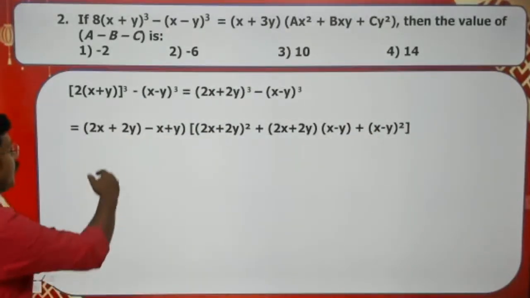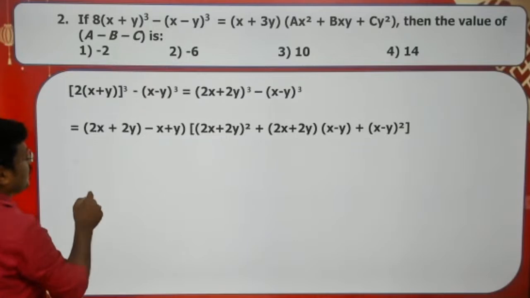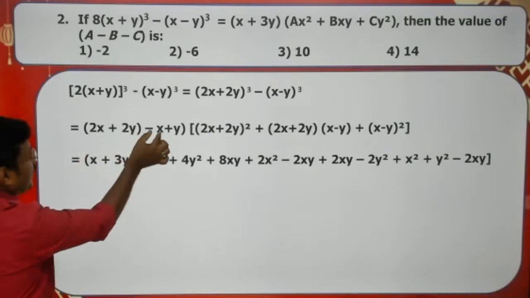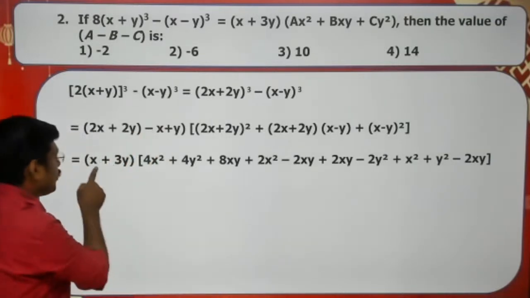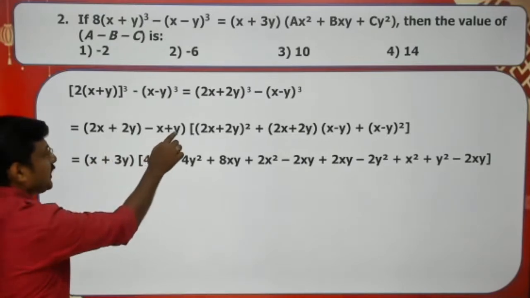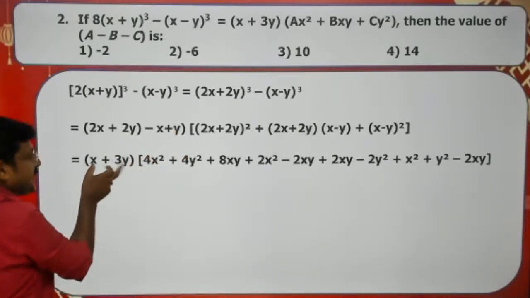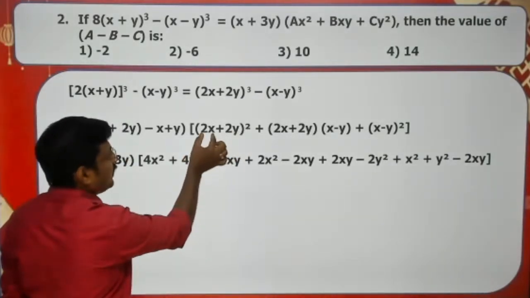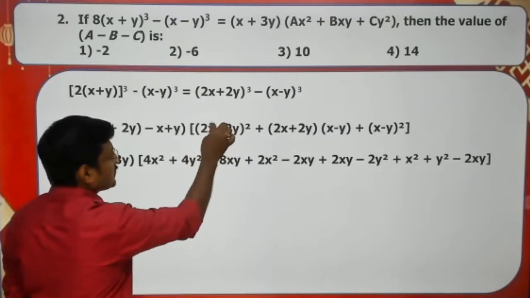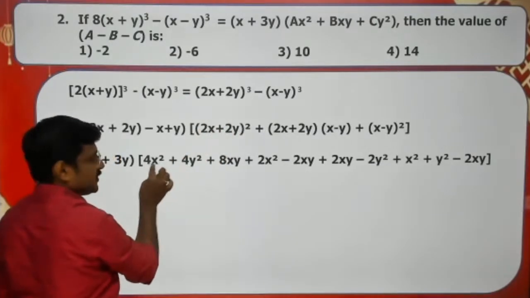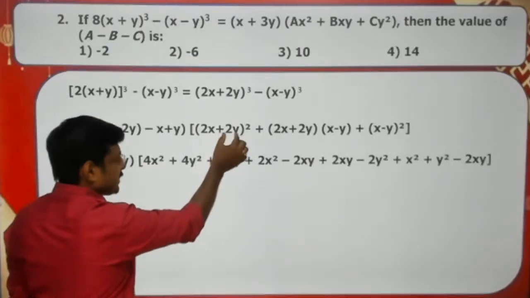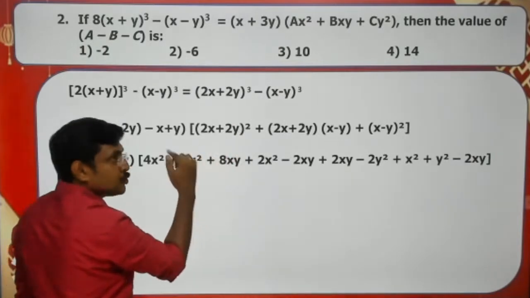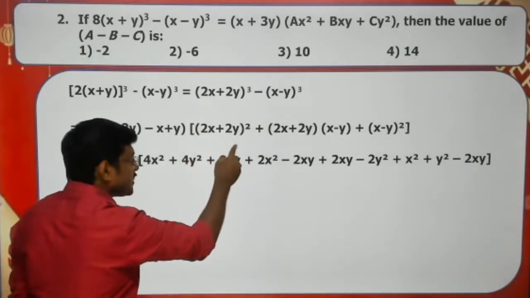Next step, what I am going to do is, I need to open this and arrange. Here 2x minus x, that is x, plus 2y plus y, 2y plus y, that is 3y. So I wrote x plus 3y. After that, this is a plus b the whole square, right? What is a plus b the whole square? A square, that is (2x) square, 2 square is 4 and x square is x square. So 4x square plus b square means 2 square, 4y square, plus 2ab, 2 into 2 into 2, that is 8xy.